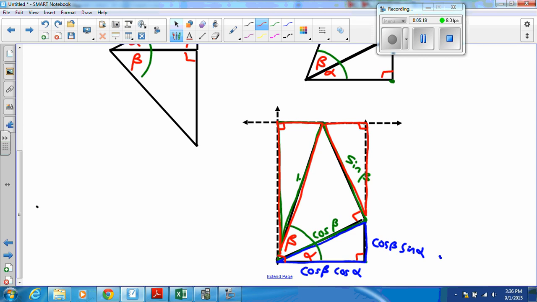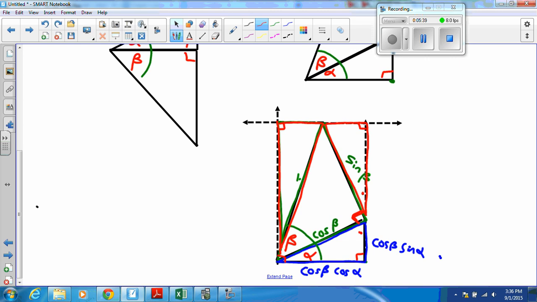Okay, so let's see what we can figure out. First, let's figure out this angle. Notice that this angle is going to be complementary to this angle because we have a right angle here, and so these two must add to 90 degrees. Their measures must add to 90 degrees.